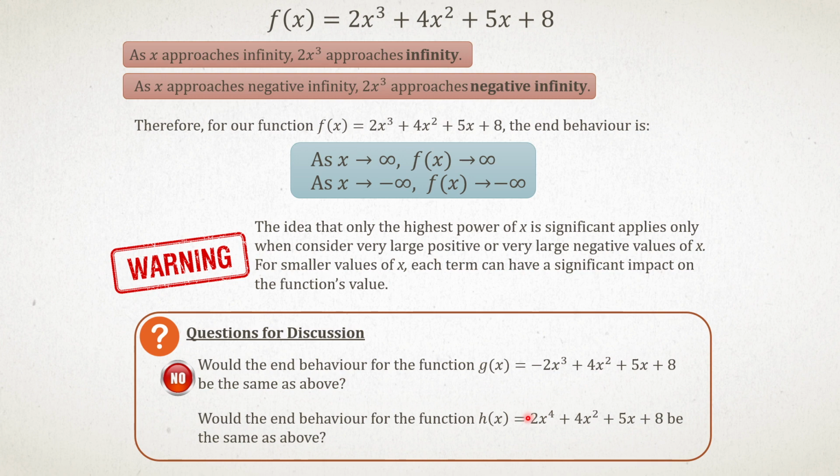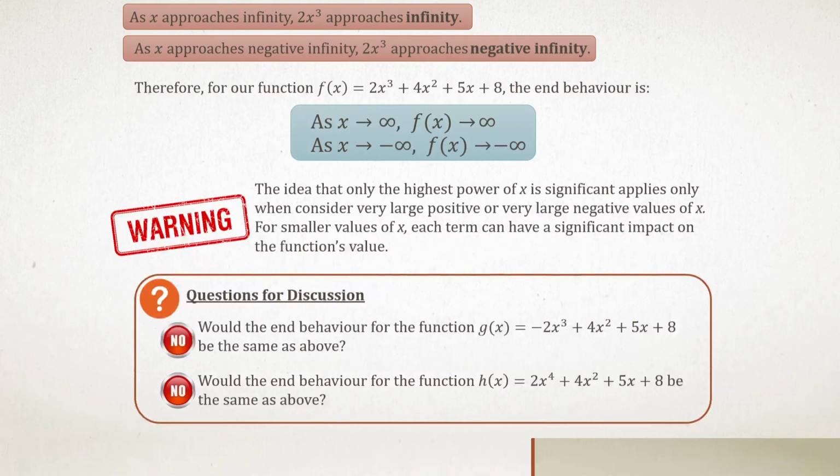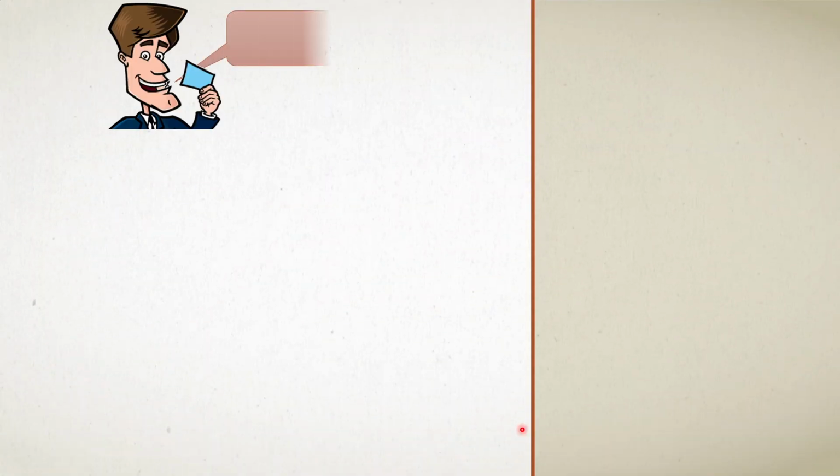If this was a negative 2, well, it kind of flips everything, right? Now those positive results you get from x to the power of 4 get multiplied by negative 2, so your ends are going to approach negative infinity. All right, let's move on, and we'll finish up here with just some quick examples, and we'll state the end behavior.